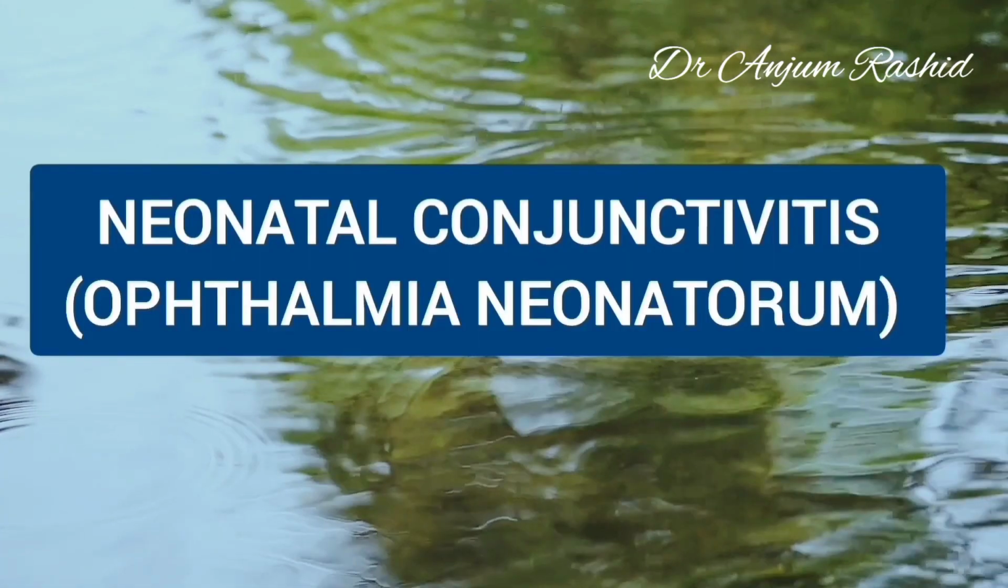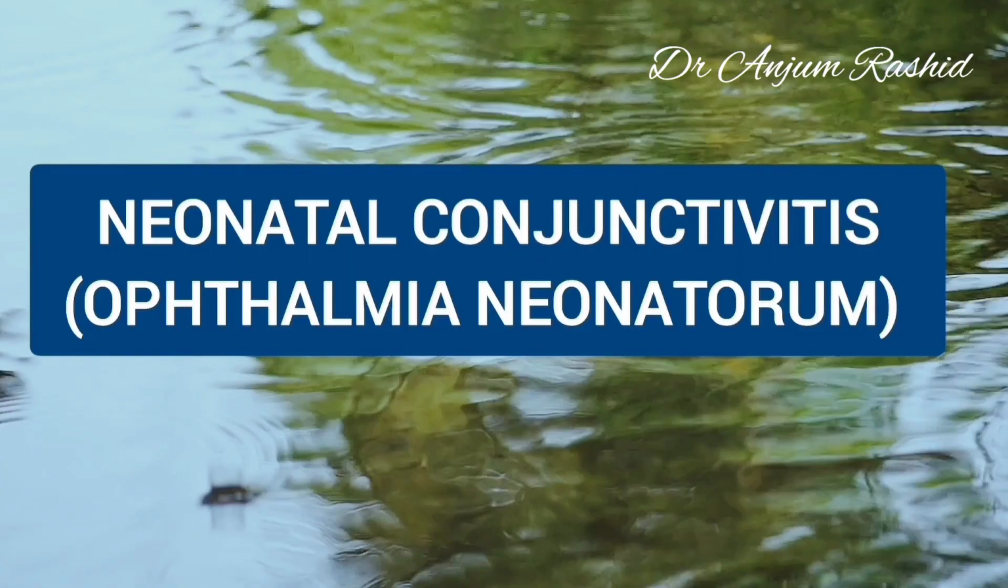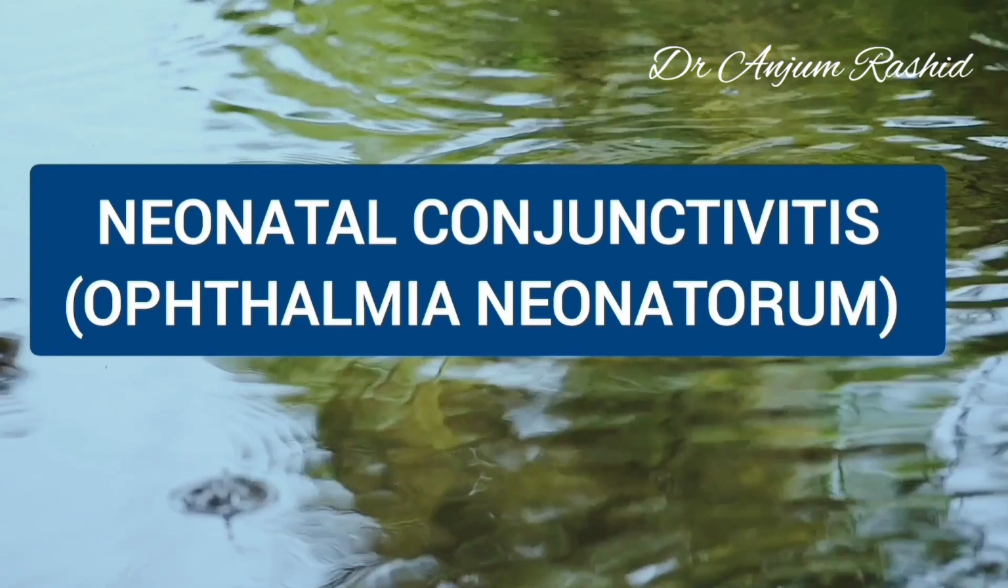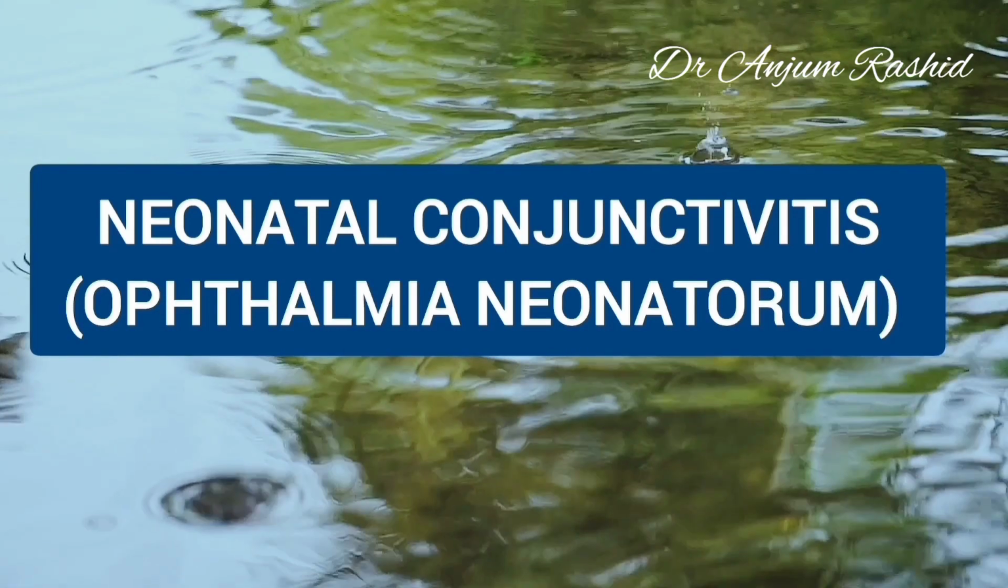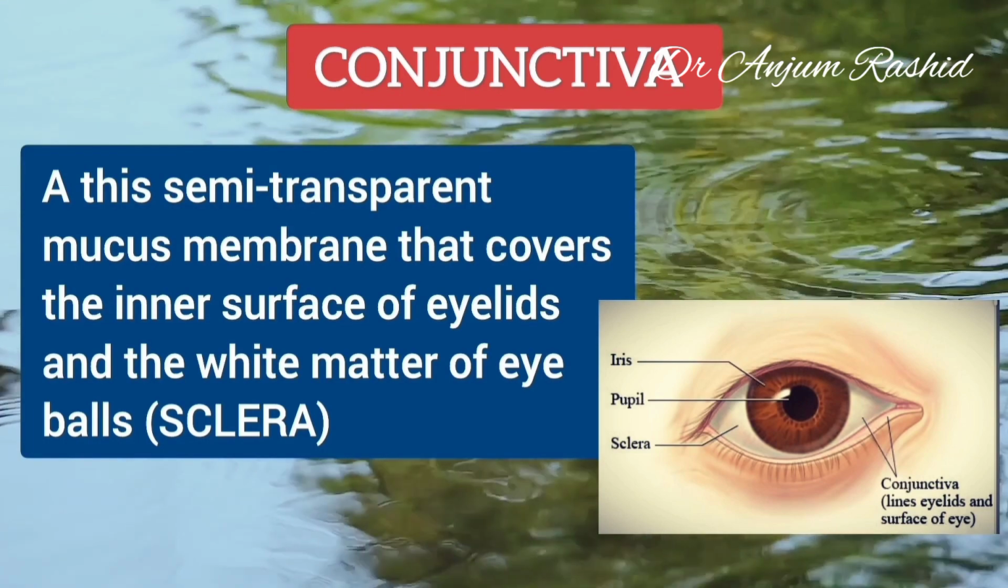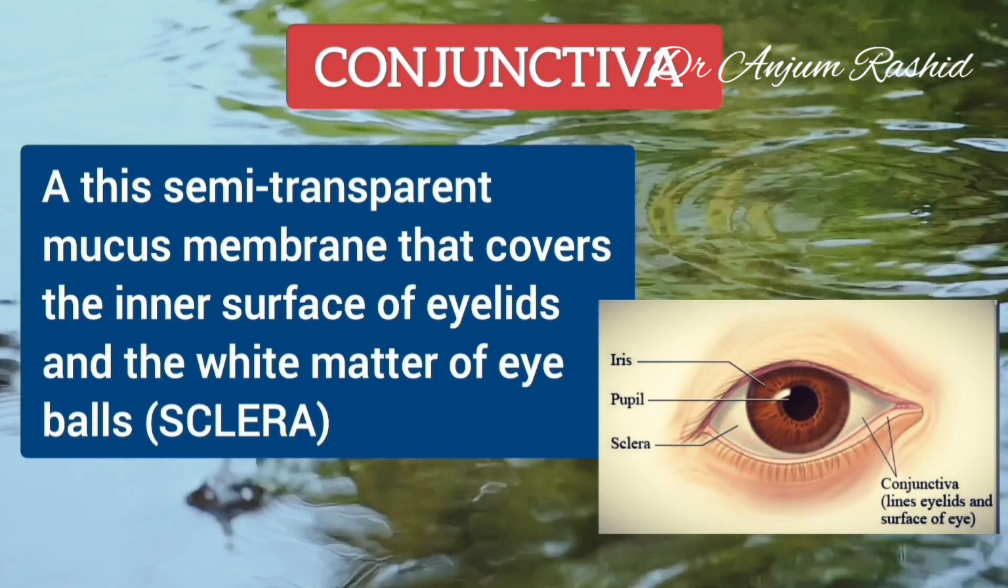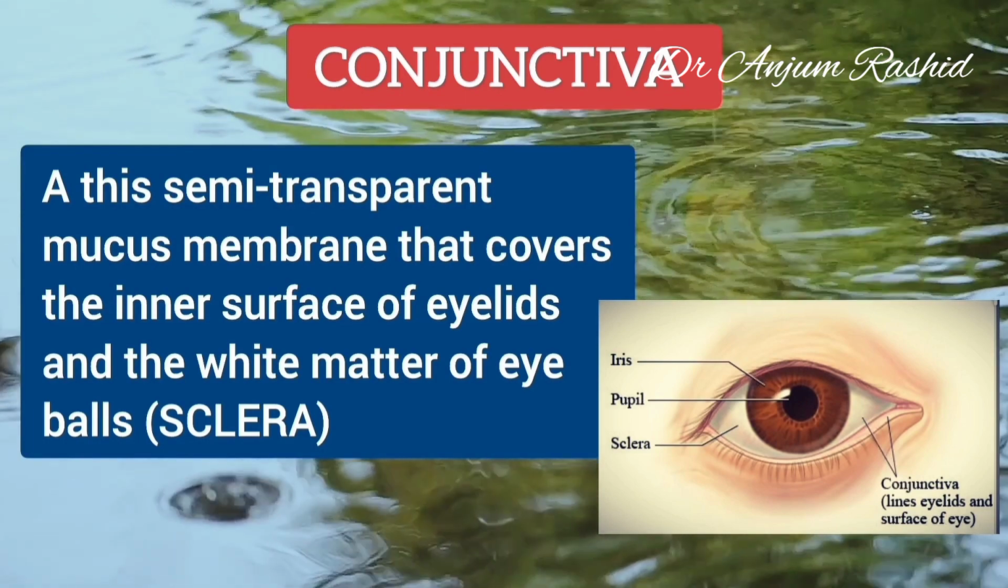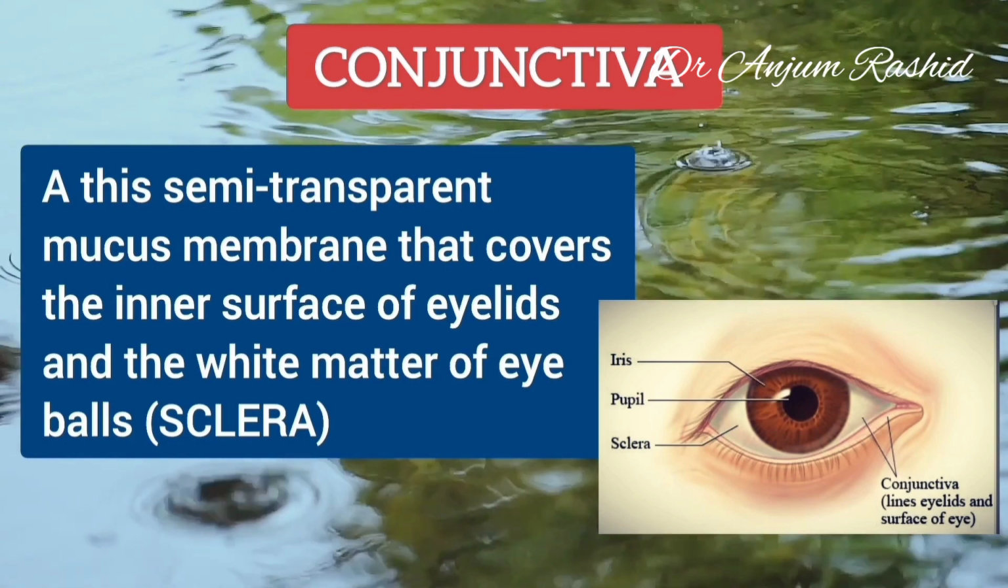In this video, I will talk about neonatal conjunctivitis, which is also commonly known as Ophthalmia Neonatorum. Conjunctiva is a semi-transparent mucous membrane which covers the inner surface of the eyelids and the white matter of the eyeballs, which is called sclera.